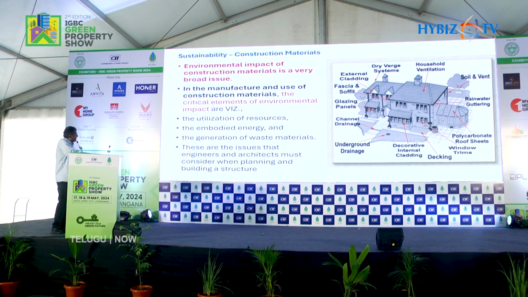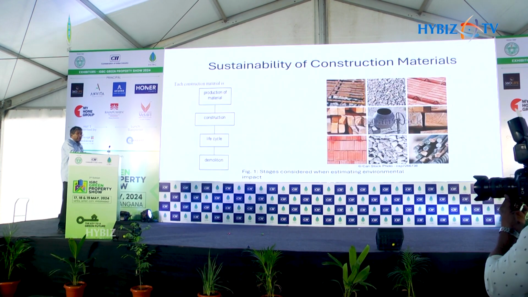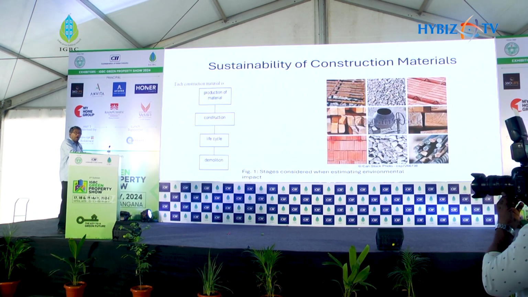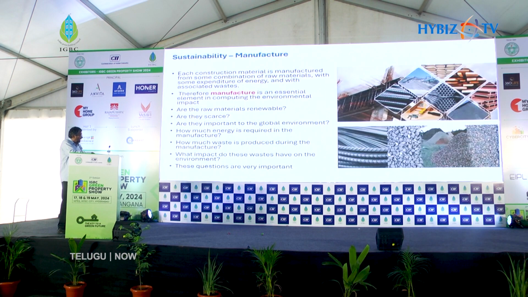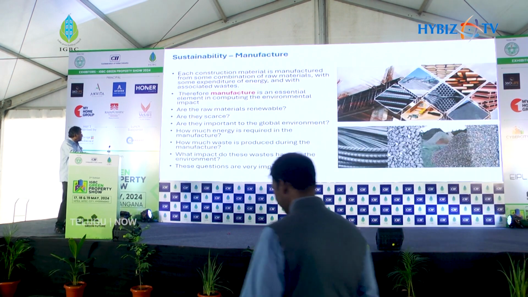In the manufacture and use of construction materials, the critical elements of environmental impact are utilization of resources, embodied energy, and generation of waste materials. These are the issues that engineers and architects must consider when planning and building a structure. We have been using construction materials, right? How are you producing the material? Construction, its life cycle, and eventually its demolition. In all these processes, we have the energy factor coming up.